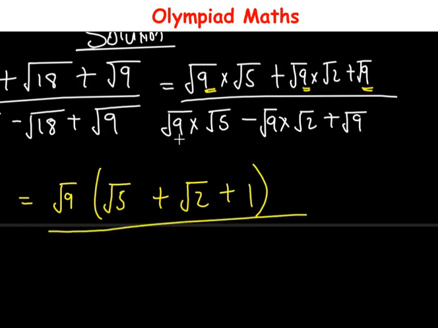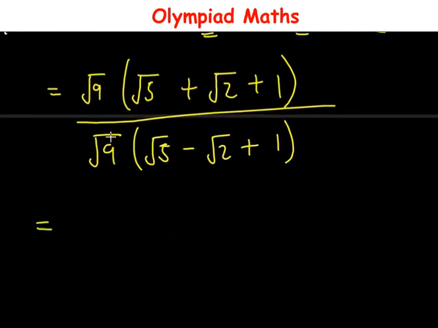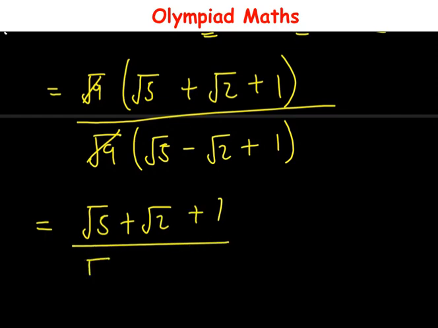All divided by, now same thing here also, we have a common factor which is root 9 and root 9. So factorize out root 9 into brackets. Factorizing out root 9 from root 9 times root 5, we are left with root 5, then minus, factorize out root 9 from root 9 times root 2, we are left with root 2, plus, factorize out root 9 from root 9, we have 1. So from here, we divide and are left with root 5 plus root 2 plus 1, all divided by root 5 minus root 2 plus 1.